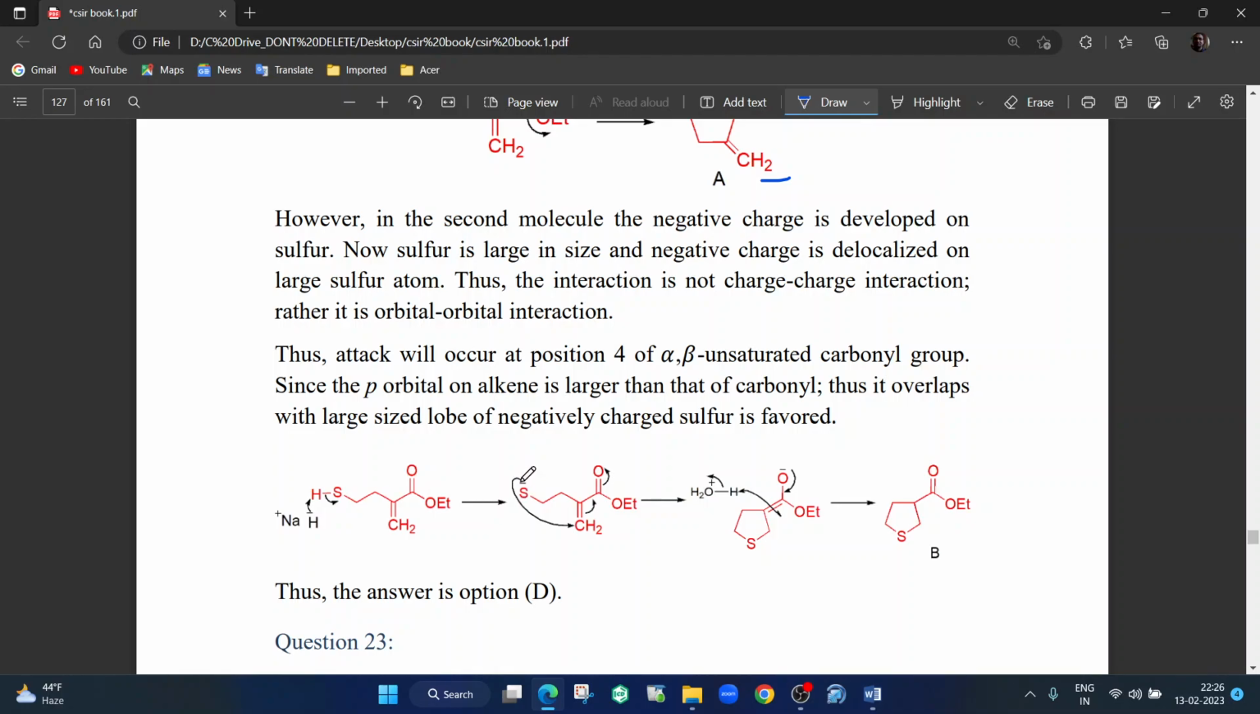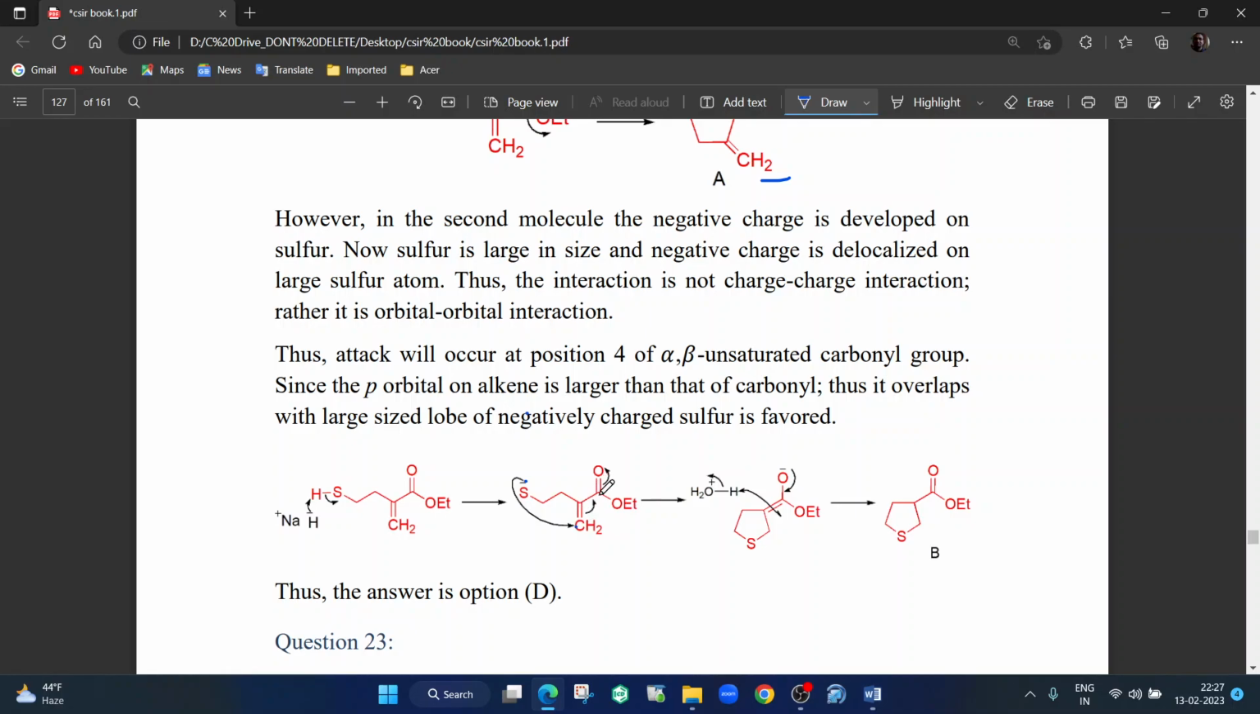Okay, so it's all about the big lobe, with a lot of negative charge which is delocalized. So, it is not your charge interaction, it will be orbital interaction. So, it's more of thermodynamics which rules. So, this negative will go and attack here, because you understand this is a 1,4 alpha beta unsaturated ketone. So, attack will be 1,4 addition.